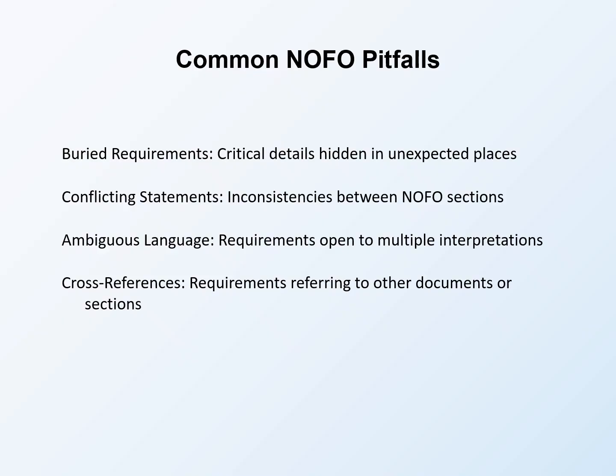Ambiguous language creates requirements open to multiple interpretations. What does "demonstrate significant experience" mean? What qualifies as "substantial community support"? Note ambiguities in your matrix and consider seeking clarification from program officers.